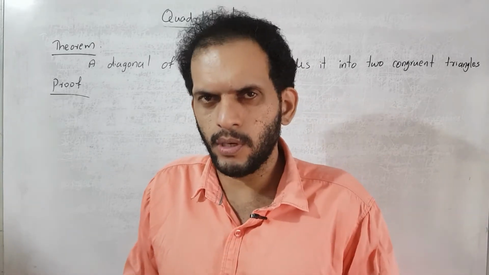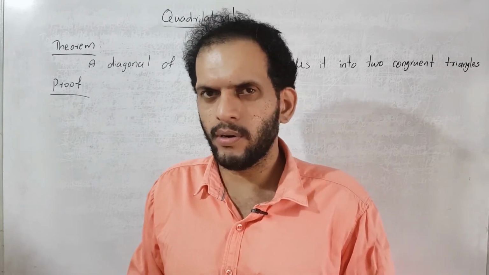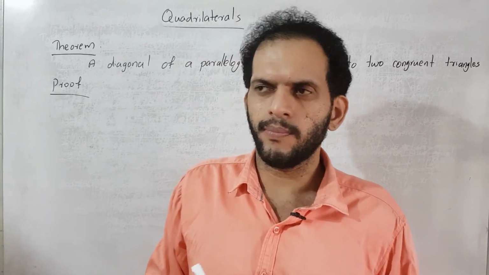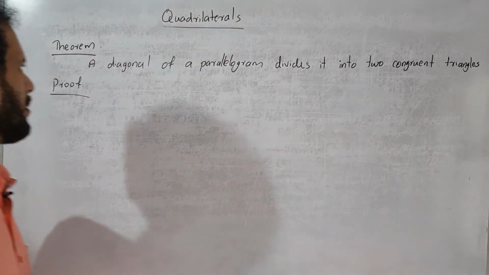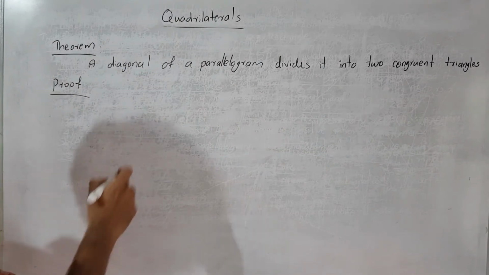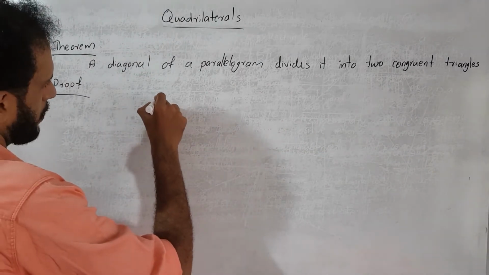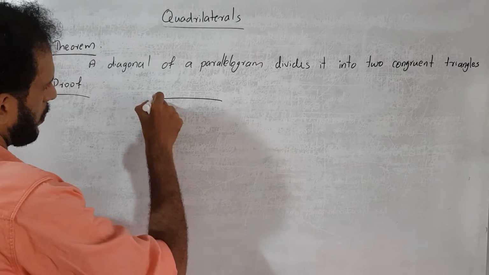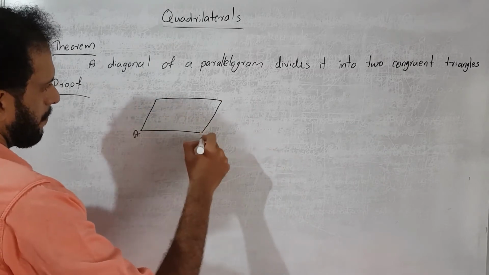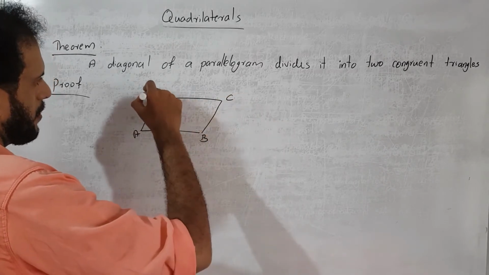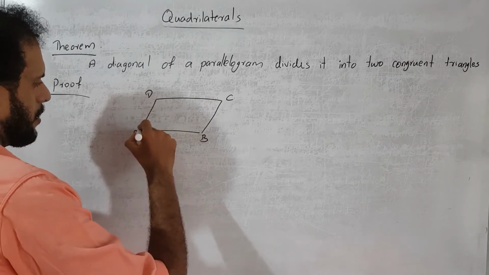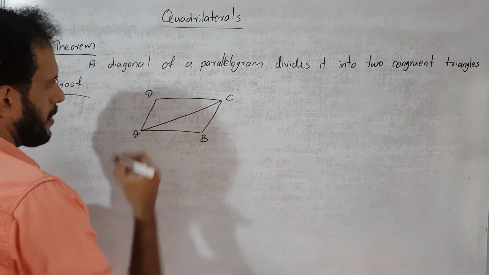We know how to prove the congruency of triangles. We already learned it, correct? So here, what is this? First, we prove the result. We just choose a parallelogram. Then first we construct a parallelogram and name it ABCD. Okay, and we draw the diagonal AC.